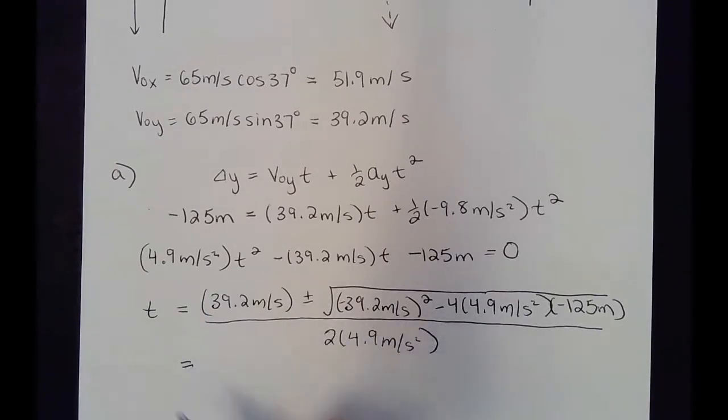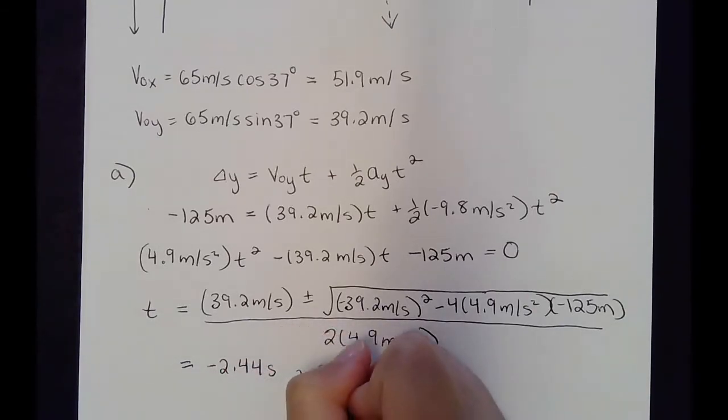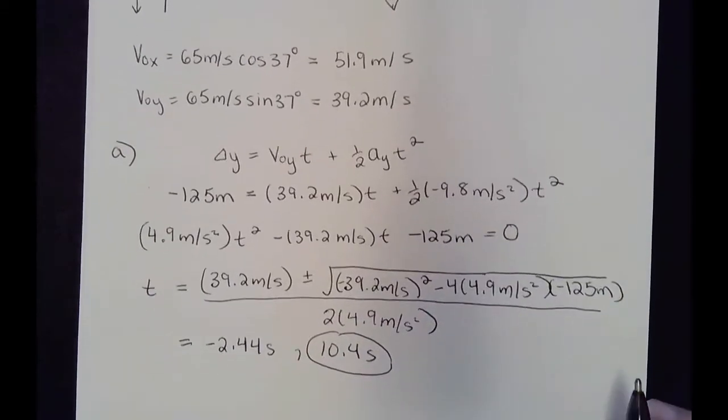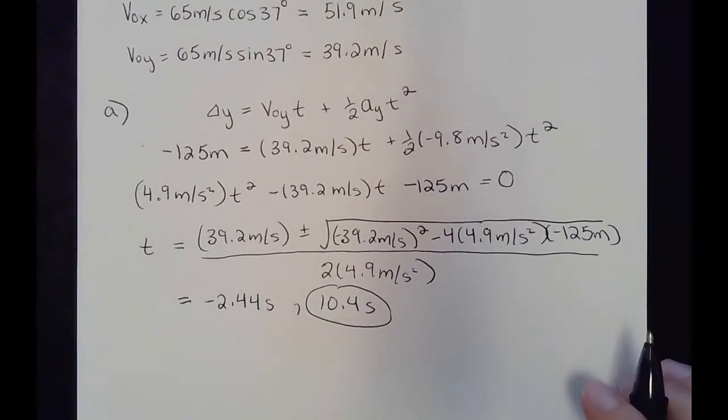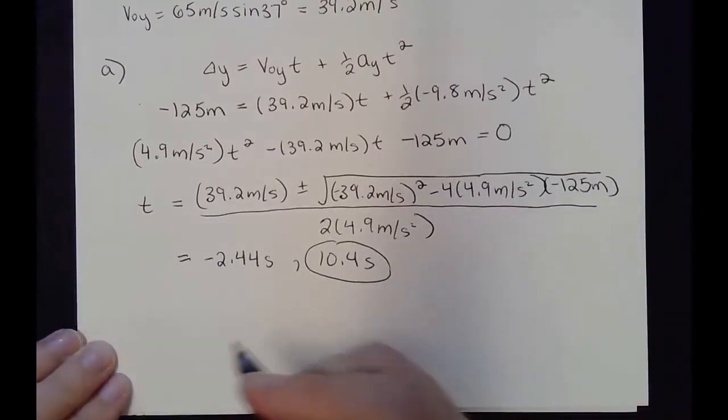And if you plug that in with both a positive and a negative sign, you'll get negative 2.44 seconds and 10.4 seconds. So of course we know our positive solution makes sense here. So 10.4 seconds is the time that this projectile is in the air. All right, now for part B, we need the range of the projectile.